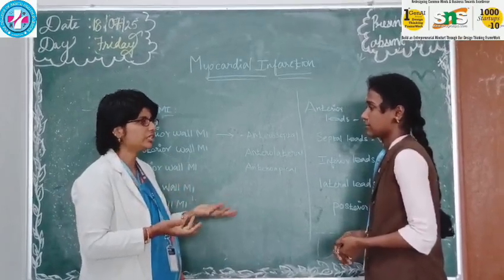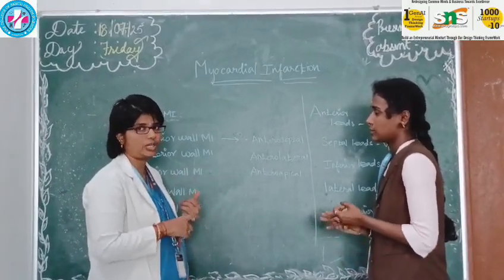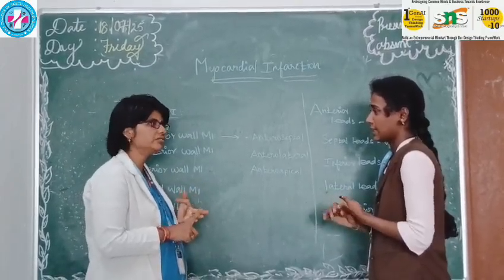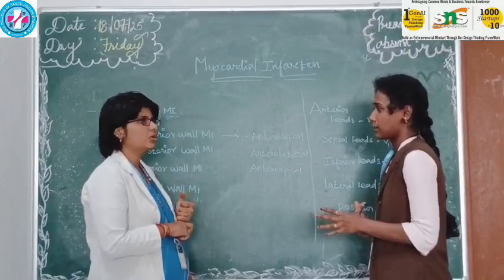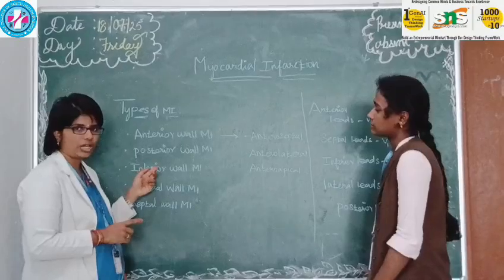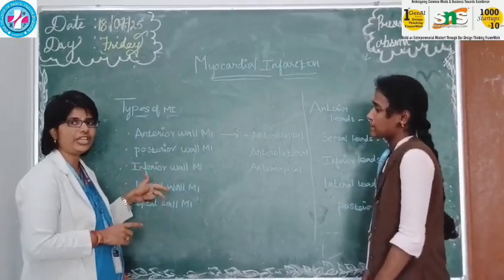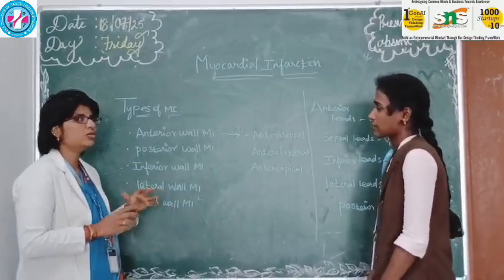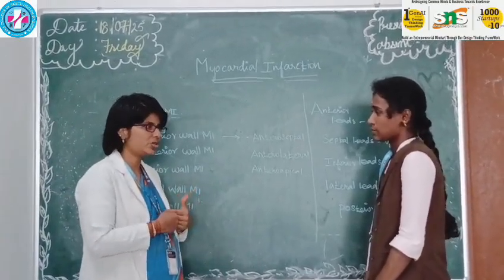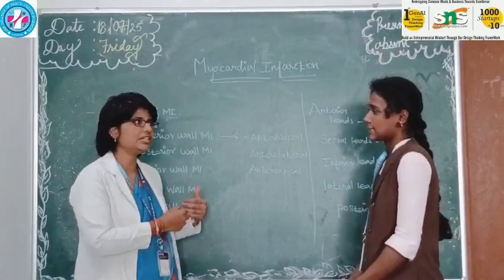There are various types of MI. What are the types of MI? Anterior wall MI, posterior wall MI, inferior, lateral wall MI, and septal MI. Okay. So the lead placement also follows this: anterior leads, posterior leads, inferior leads and lateral leads.